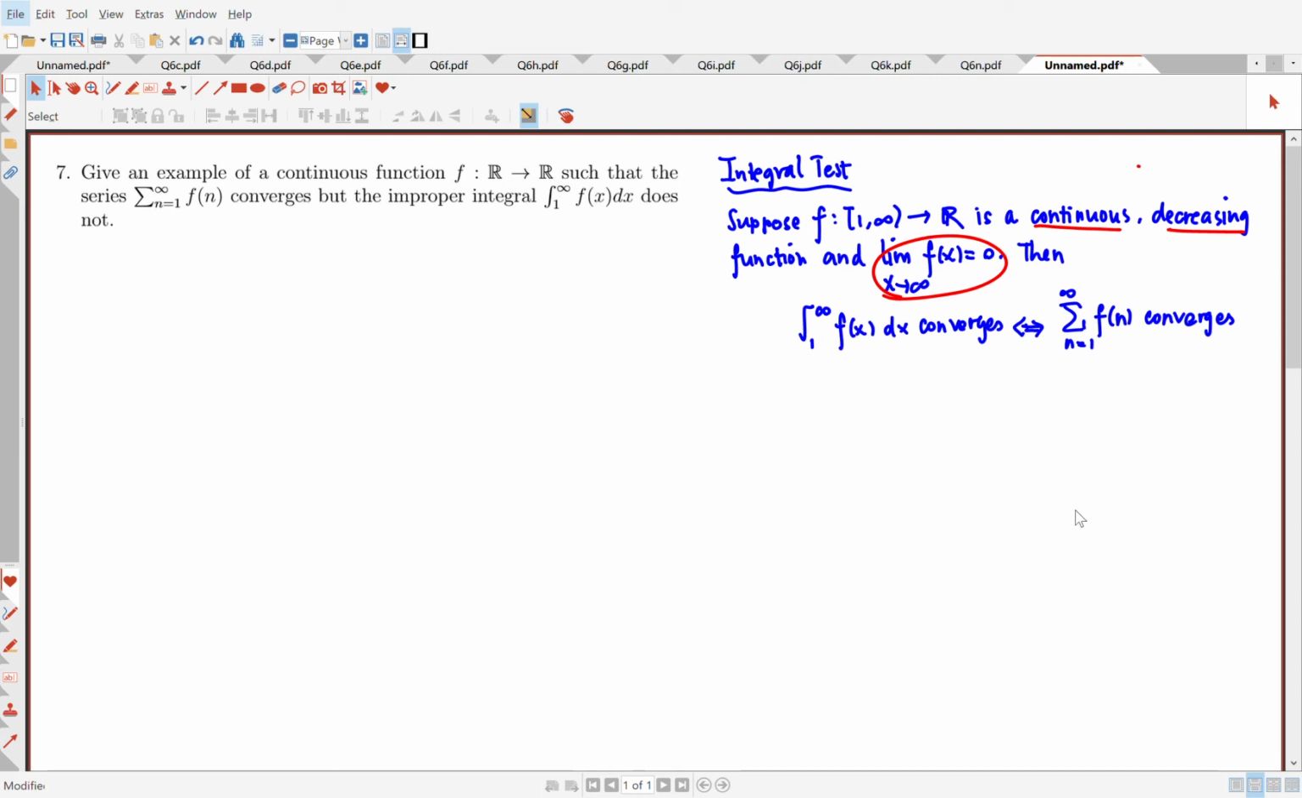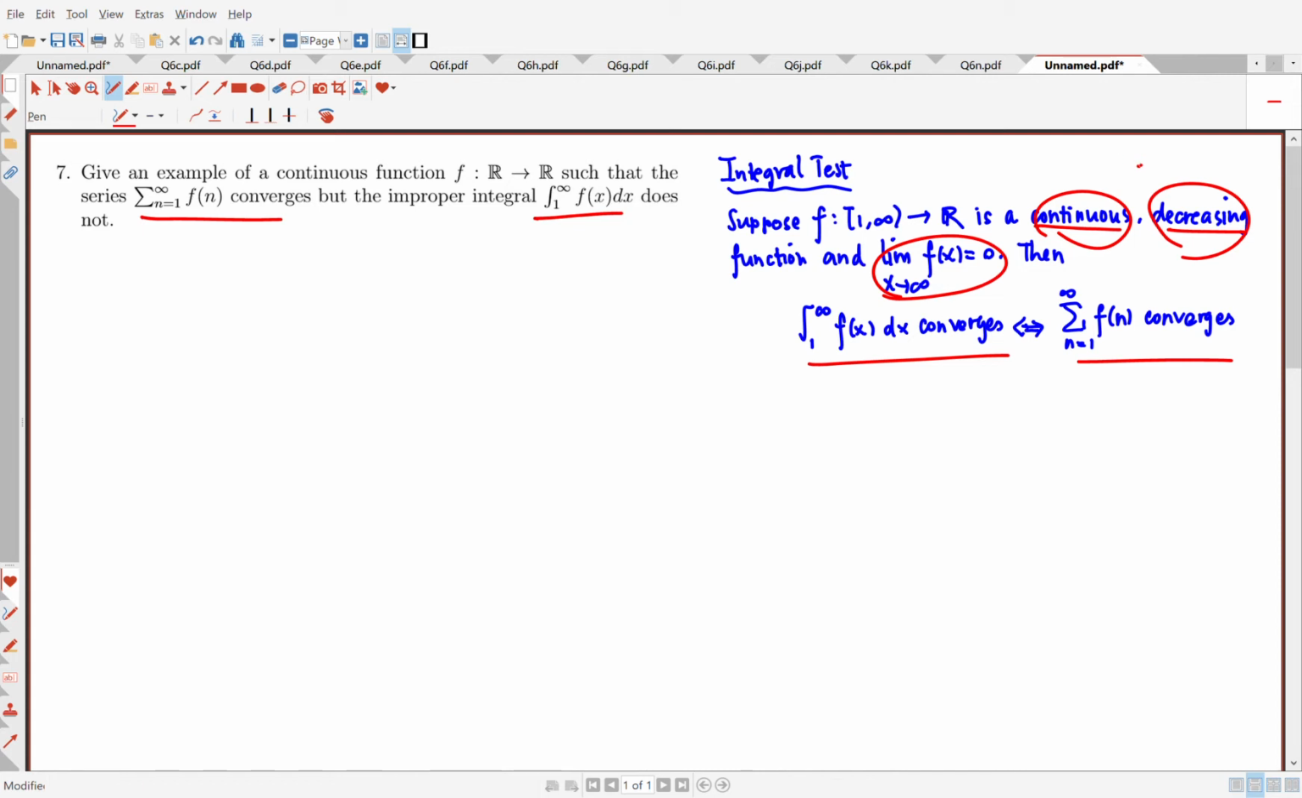Last question. Question 7. Give an example of a continuous function f such that the series converges but the improper integral does not. This looks very similar to the integral test, right? So for the integral test, suppose you have f that is continuous, decreasing, okay, and the limit is equal to 0. Then this if and only if this. But here we want the series converges but not the improper integral.